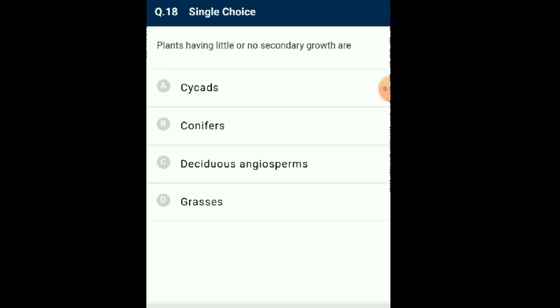Question number 18. Plants having little or no secondary growth are. Secondary growth can be defined as the growth that increases the girth or diameter and thickness of the plant as a result of the activities of lateral meristems. Example, vascular cambium and cork cambium. So the answer for this question is option D, grasses. In grasses, no secondary growth takes place.